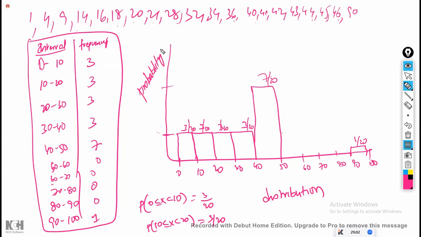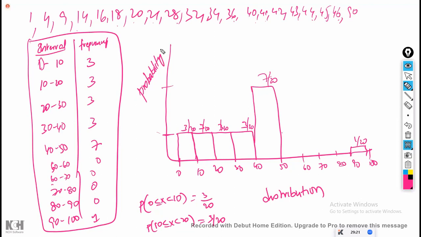Now it is called a probability distribution because you have represented probability on the y-axis. Whatever you are representing on the y-axis, that is the distribution. If you are representing probability on the y-axis, it means probability distribution. If you are representing frequency, it means frequency distribution.